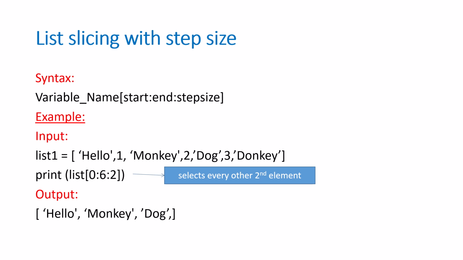Next, list slicing with step size. Here the syntax is the variable name, and within the square bracket, start colon end colon step size. Here list1 equals 'hello', 1, 'monkey', 2, 'dog', 3, 'donkey'. Now when we give print of list1 of 0 colon 6 colon 2, this 2 is the step size. It selects every second element from the collection. So here the output is 'hello', 'monkey', 'dog'.